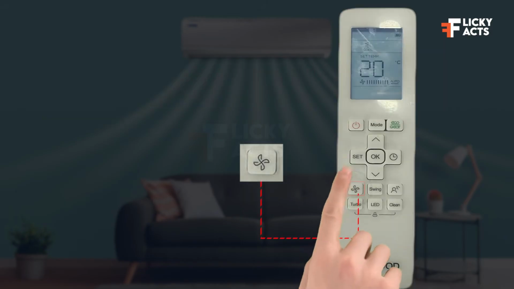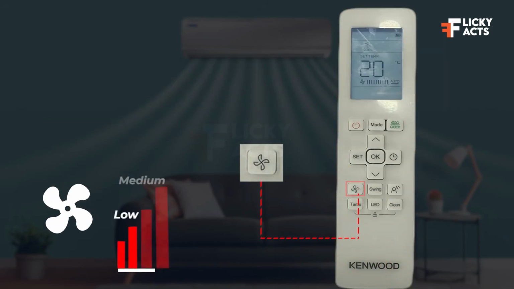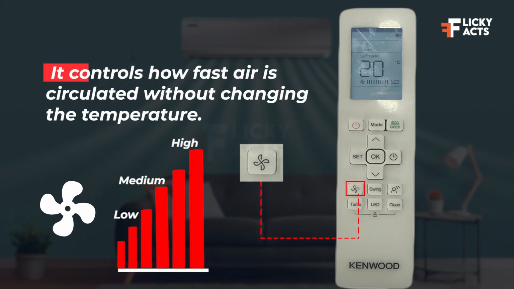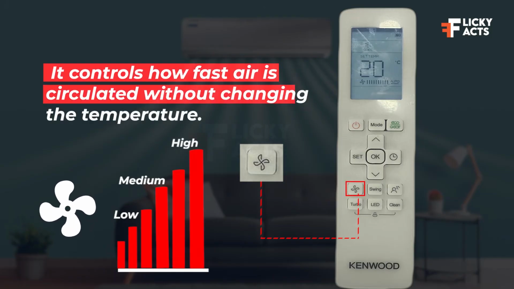Press the fan button to adjust the fan speed. Choose from low, medium, high, or auto. It controls how fast air is circulated without changing the temperature.